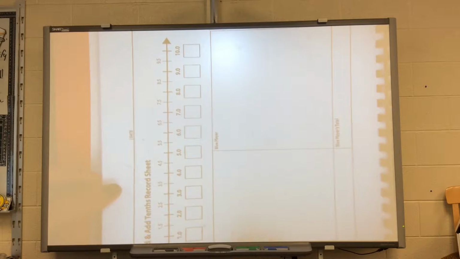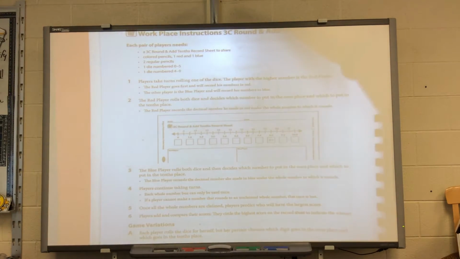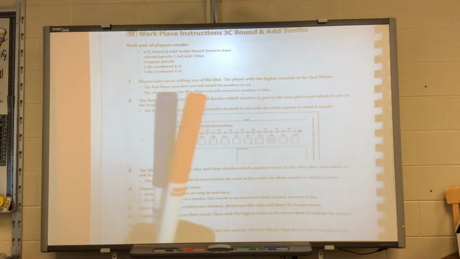Oh, there's not one on the back there. We'll need the record sheet. One of them is good enough to share. You will also need 2 markers or colored pencils, one of them in red and one in blue.